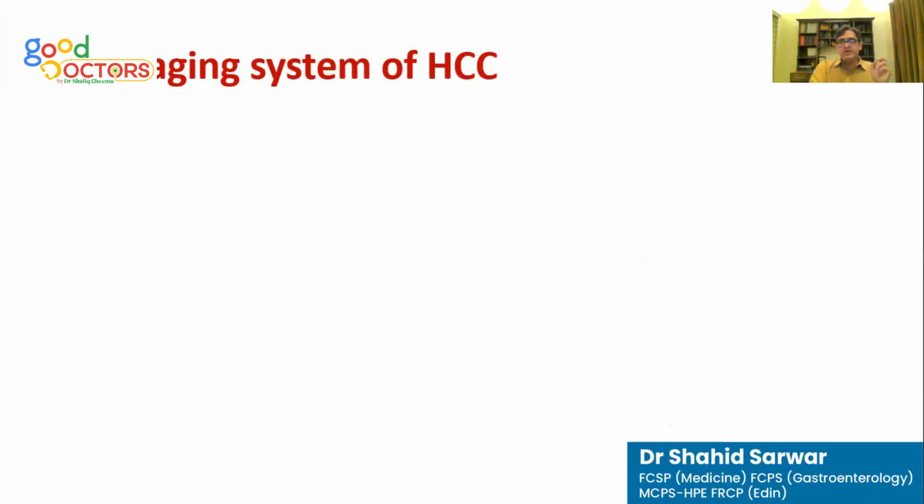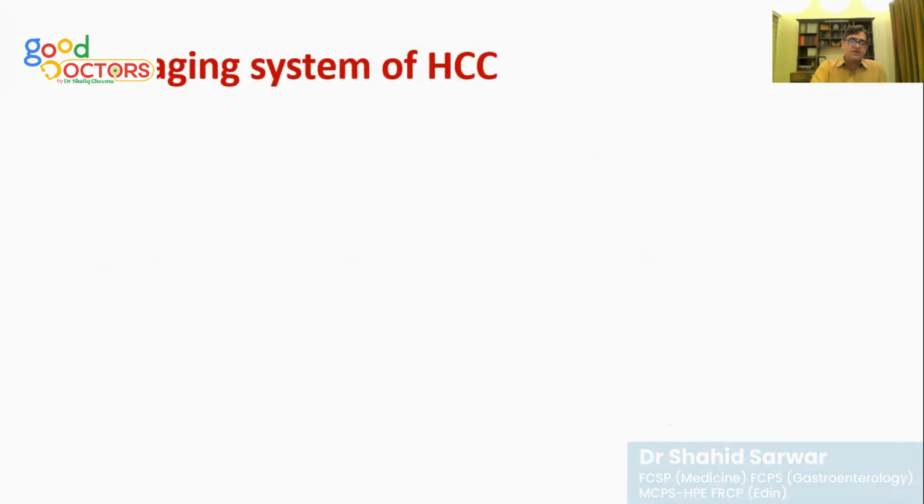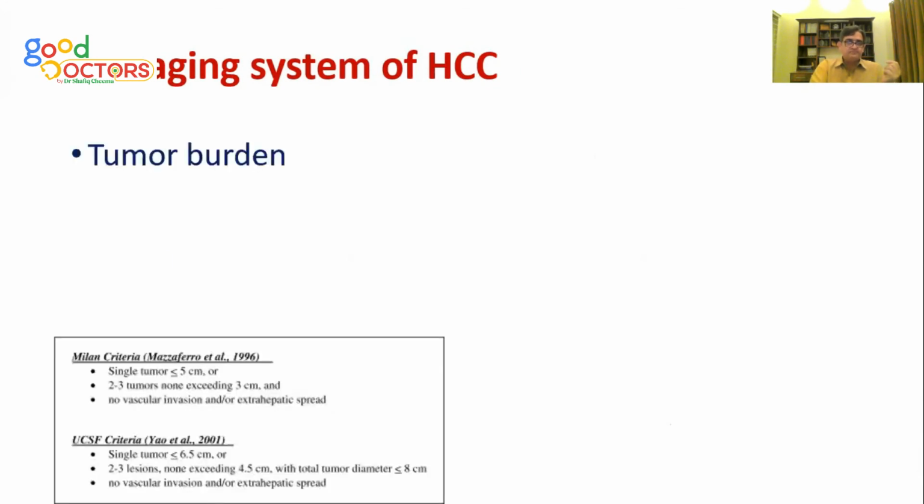So I'll spend a few minutes on this BCLC staging system because the treatment plan is purely based on this particular staging. This system uses 3 things for staging a patient of HCC. One is tumor burden, for which it uses Milan criteria. Milan criteria is a single tumor less than 5 centimeter or up to 3 tumors, none more than 3 centimeter, and there should be no vascular invasion and no extrahepatic spread.